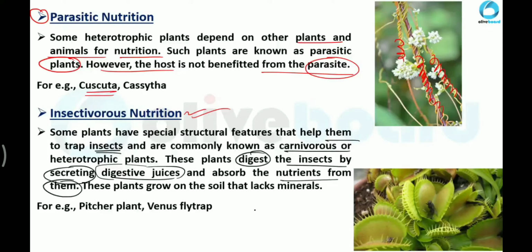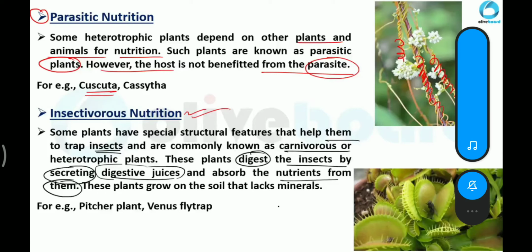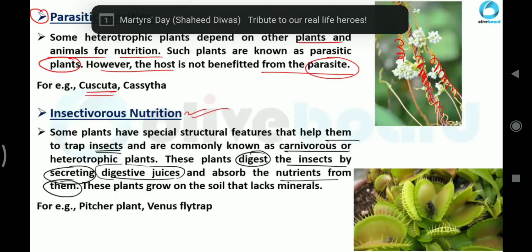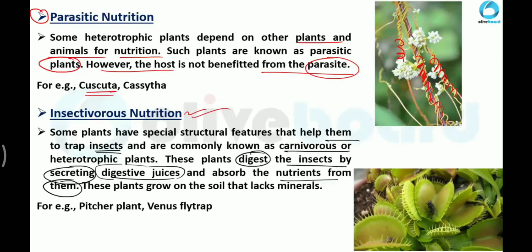With the help of those digestive juices and enzymes, a process of decay happens, which means the insect starts decaying. Then these plants absorb the nutrients from those insects, which helps them to grow and to survive. And these plants grow on soil that lacks minerals.